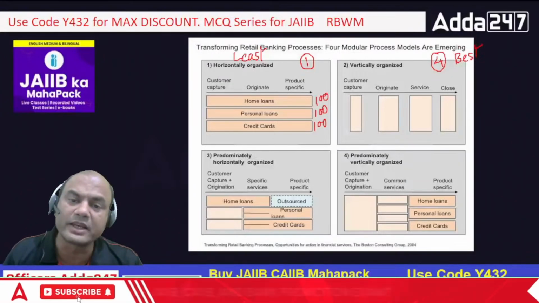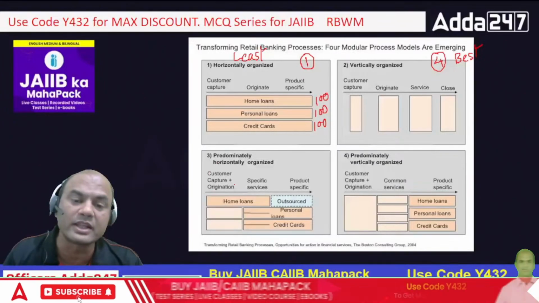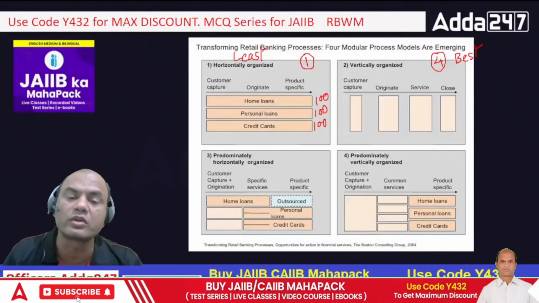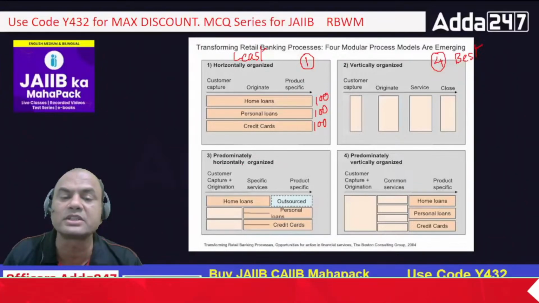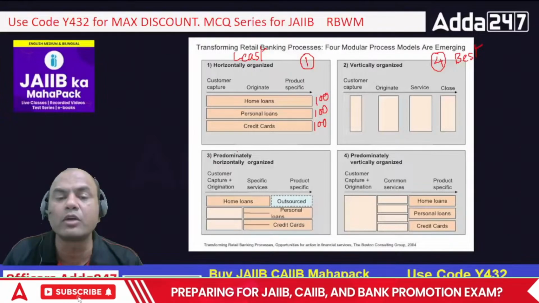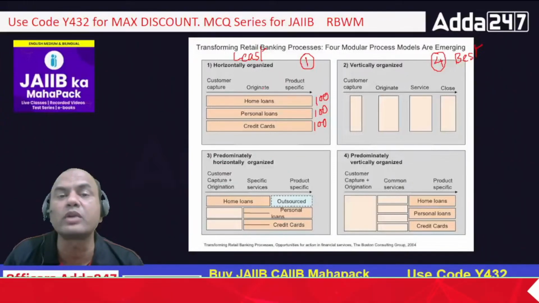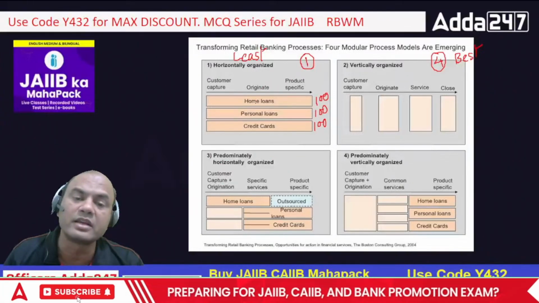So if this is the least and this is the best, then which are in between? In between there are predominantly horizontally organized models. So we'll just call it the PH model. PH means predominantly horizontally organized model. Here in the horizontally organized model, what was the case? Zero data was shared between departments.